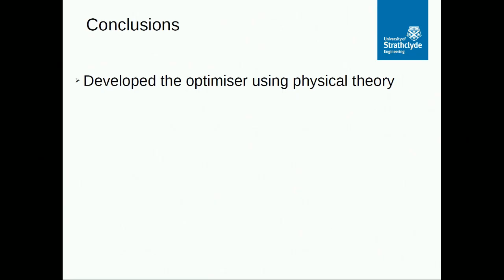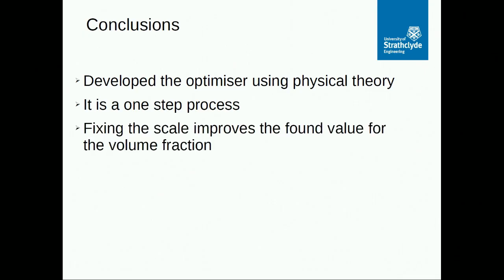I developed the optimizer using physical theory. It's a one-step process. And I have a little bit of a Heisenberg principle thing going on. So when I fix the scale, I get the volume fraction but lose the radius. When I vary the scale, I gain the radius but I lose the volume fraction.